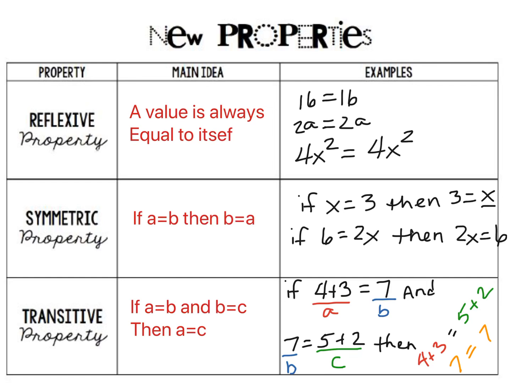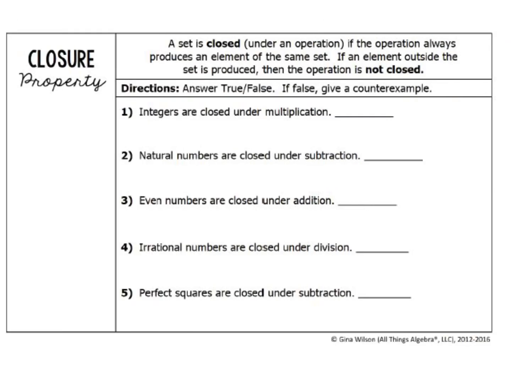Alrighty. Let's move on to probably the hardest property today. It is the closure property. Okay? When we're talking about sets of numbers, and when I say sets of numbers, I'm talking about the set of the real numbers, or the set of the integers, or the set of the natural counting numbers. Okay, that's what I mean by set. If they are closed under multiplication, addition, subtraction, division, the 4 different operations, if it's true, we can just say true. If it's false, we need to give an example that proves it's false.